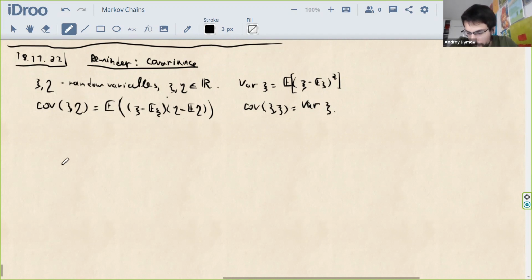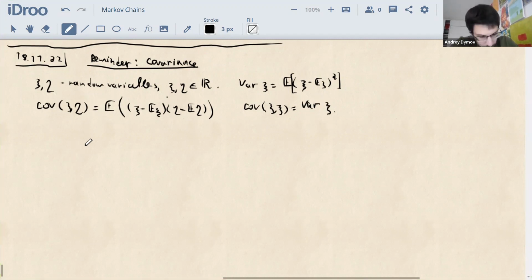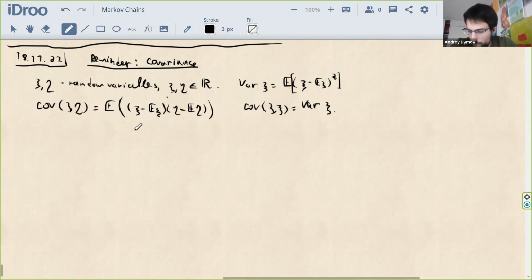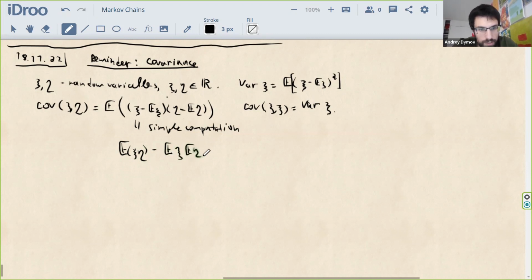Covariance actually measures, somehow, the rate of dependency of these random variables. So now I'll explain in more detail. But before, let me also note that a simple computation shows that the covariance can be found by another formula: the expectation of psi times eta minus the product of the two expectations. So this is similar to the formula for the variance.